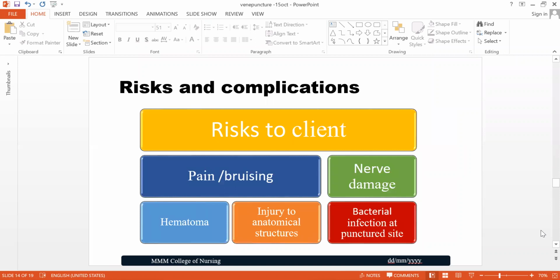Next, moving on to the risks and complications. It is further classified into two categories, risk to the client and risk to the staff. When it comes to the risk to the client, pain and bruising. You may cause pain or bruising in the hand by puncturing it. Nerve damage can happen, hematoma, injury to the anatomical structures, and there can be a high chance of bacterial infection at the punctured site.